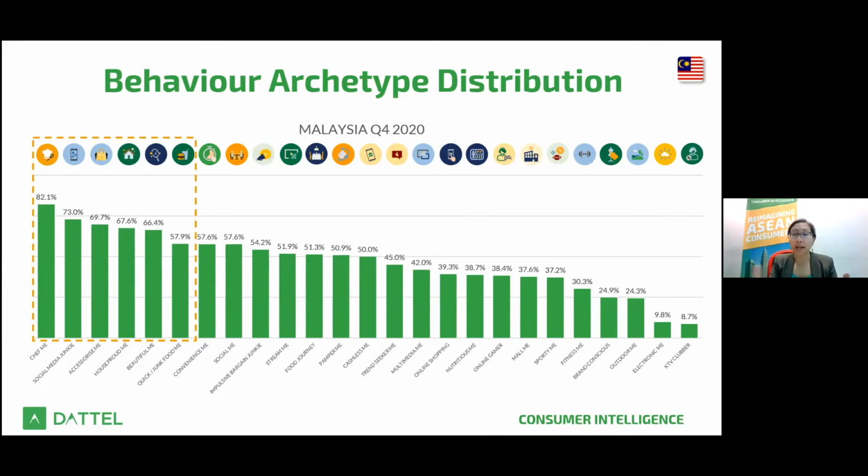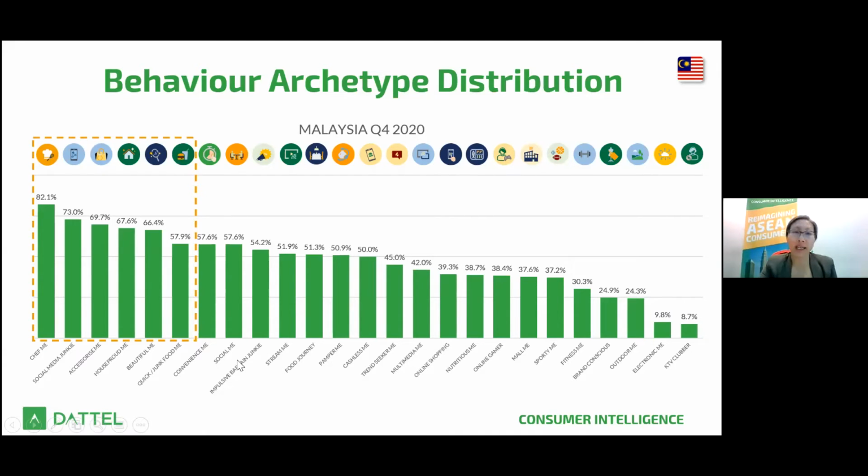So this is the spread of the 25 behavior archetypes. The biggest is Chef Me in Malaysia, and that relates to people who spend a lot of time in the kitchen, cooking for the household, and who like to experiment, and not just spend time but also spend on kitchen appliances. So that's the most dominant or common behavior archetype in Malaysia.